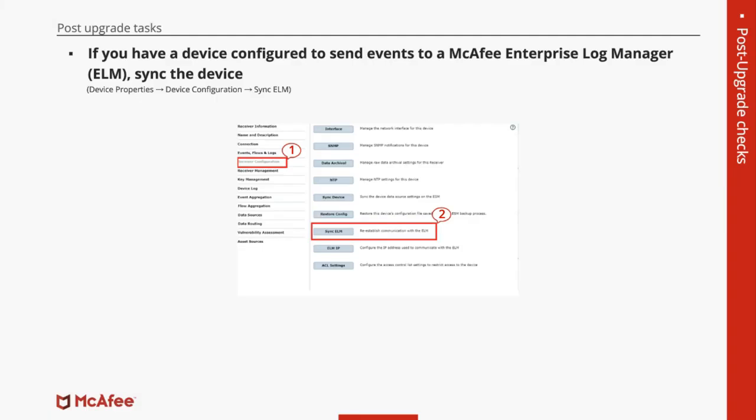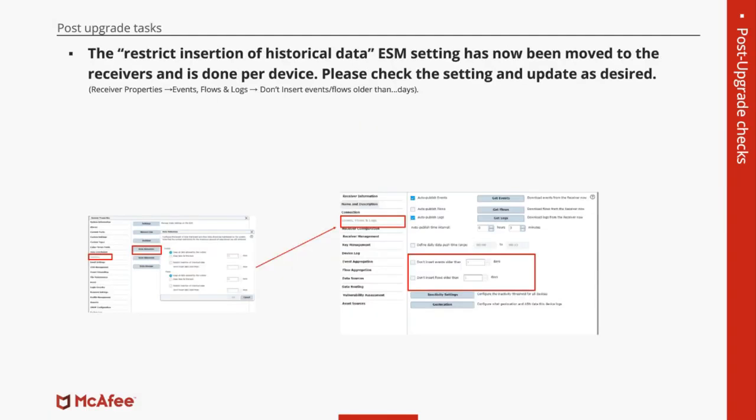Now, something important to note about the restriction of historical data into the ESM. In 11, this has been moved to the receivers themselves, so this can be done per device instead of a system-wide setting on the ESM. To check this, go into your receiver, go into events and flows, and then check those two boxes that say don't insert events older than or don't insert flows older than. This is where you'll make that change, and then you can hit OK.